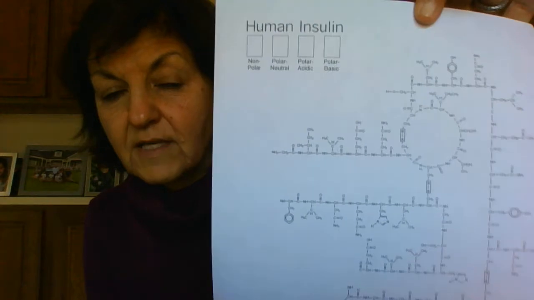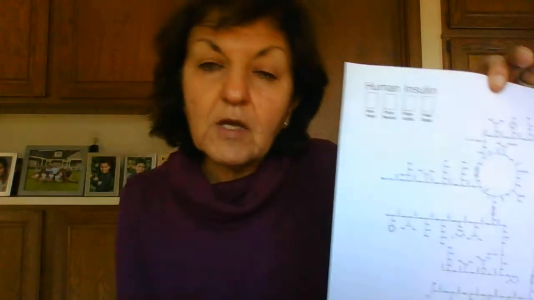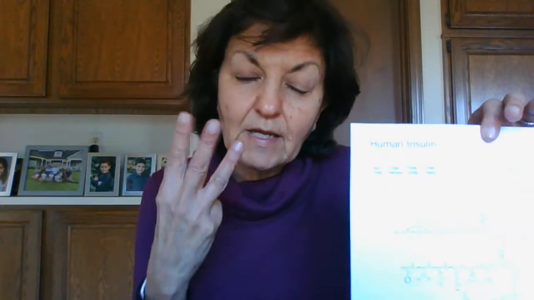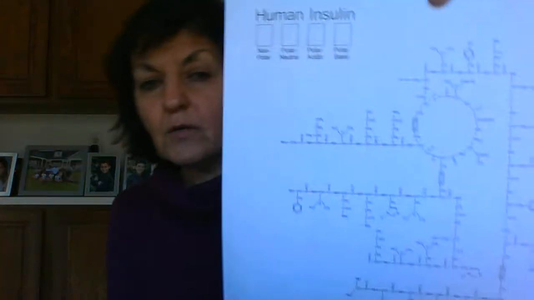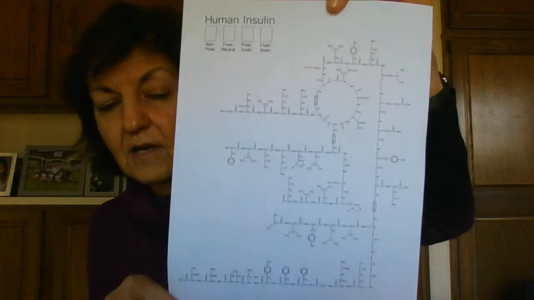What you're going to do is identify all of the amino acids in insulin using 3-letter abbreviations. Once you do chapter 20, you'll understand what I mean by 3-letter abbreviations, and you will also have to indicate what category, what R group category each one is in. If it's nonpolar, polar neutral, polar acidic, or polar basic. Again, once you do chapter 20, you'll understand what I'm talking about. Anyway, so this is the sheet that I'm uploading.